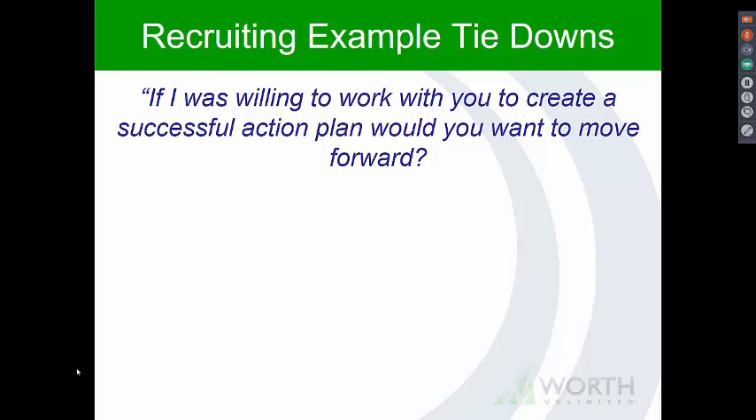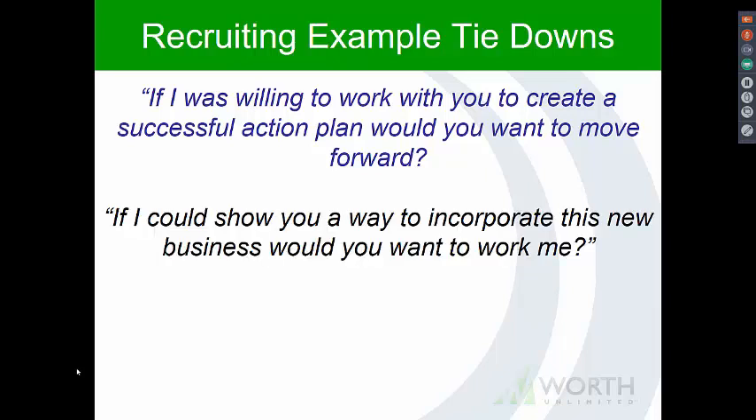If I was willing to work with you to create a successful action plan, would you want to move forward? That's a question you might want to ask somebody if you're trying to figure out if you want to work with them. If they said, I don't have time to get with you to set up an action plan, well, that would probably be a red flag with me. But if they said, yeah, I would love somebody to help me with an action plan with this business. You know, I've kind of tiddled around in this and diddled around in this, and I've been working a 9-to-5 and I'm a W-2 employee. I'd love to know how to build a business outside of this. How about if I could show you a way to incorporate this new business? Would you want to work with me?